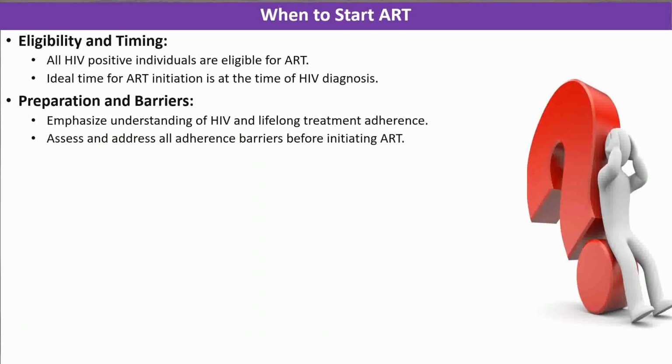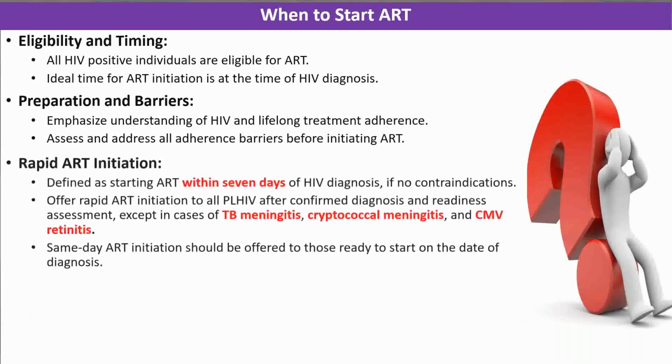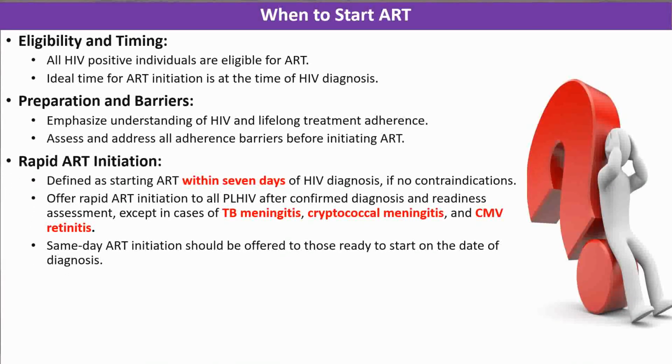It's about understanding the gravity of HIV and the lifelong commitment to treatment adherence. It's about ensuring that every barrier to adherence is not just identified, but thoroughly addressed. And when we talk about rapid ART initiation, we're referring to starting treatment within 7 days of diagnosis, provided there are no contraindications. Now, you might wonder, why the rush?